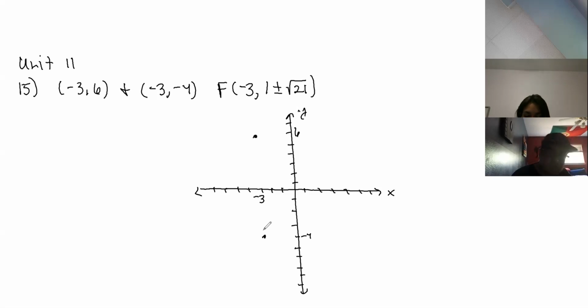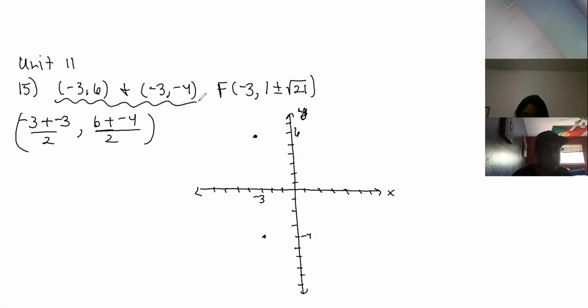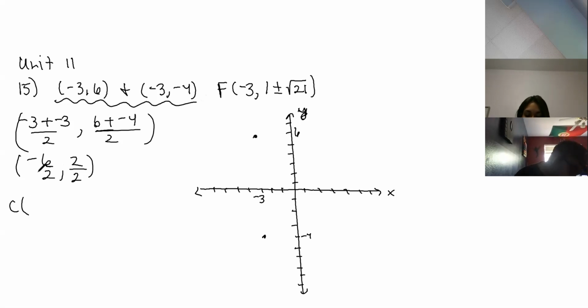Well, let's find the center first. Center, you either count your way to the middle or you use the midpoint. Since this is not graph paper, I like to just use the midpoint, which is -3 plus -3 divided by 2, and then 6 plus -4 divided by 2. That's coming from the 2 endpoints here. What does that give me? -6 over 2 and what over 2? 2 over 2. So my center is -3, 1, which makes sense because that looks right about center for those 2 points.